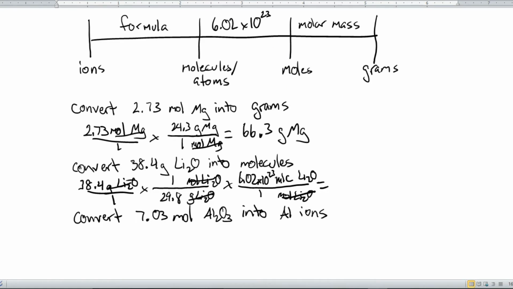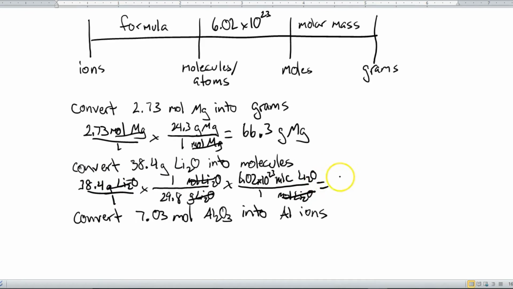Alright, okay. So I shall now fill in my answer. I'm going to pick up my calculator, and since these two numbers are on top, we're going to multiply by those. The 29.8 is on the bottom, so we're going to divide by that. Okay, so 38.4 divided by 29.8 times 6.02 times 10 to the 23rd with only 3 sig figs.